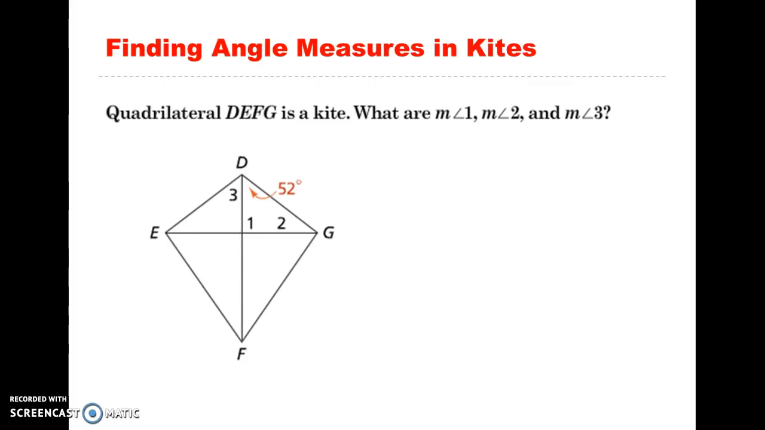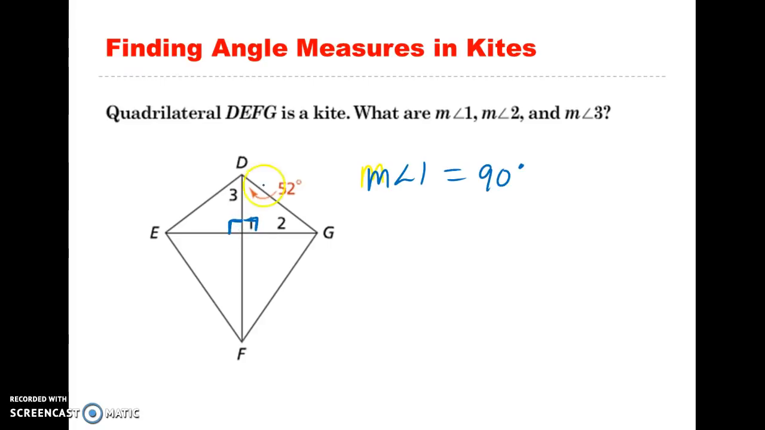So right away, the first measure I know is the measure of angle 1. Since this is a kite, they tell us it's a kite, I know my diagonals are perpendicular, therefore angle 1 has to be 90 degrees.